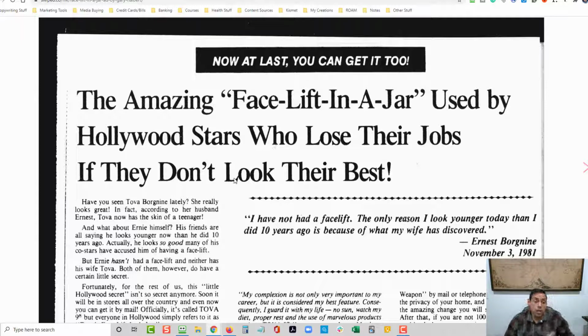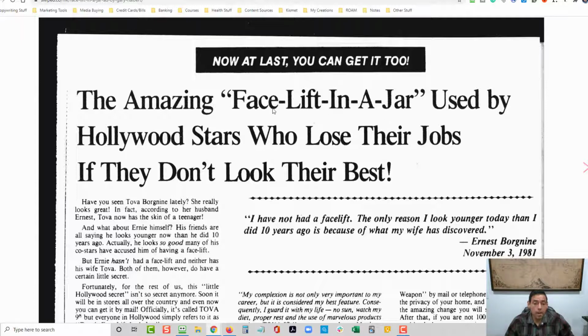And then you have this descriptive word, amazing. As I said, these days this is a little bit too much, so to speak, but it's not that bad. And then we have facelift in a jar. You'll notice he put this in quotes, right? So why is it in quotes? Because he wants this to stand out. This is what we would call a unique mechanism. This is a unique way to solve the problem.